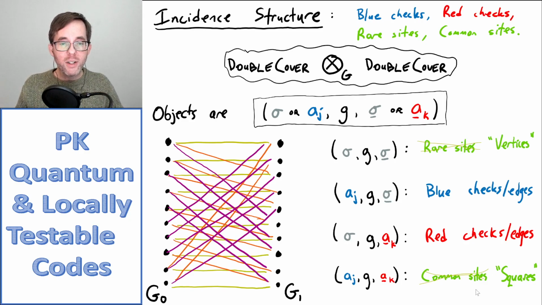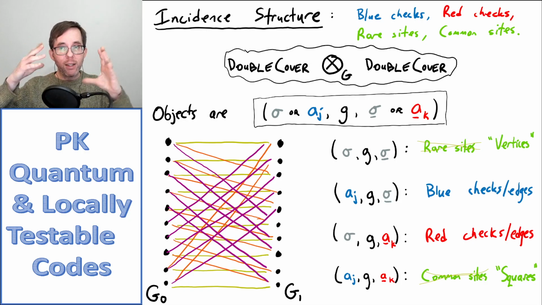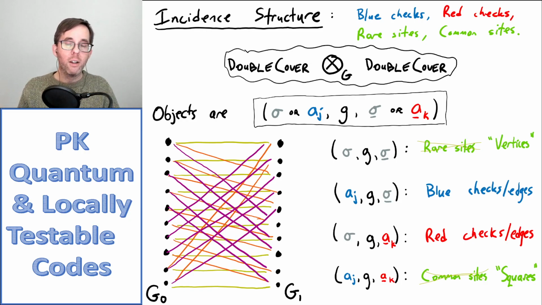So it used to be rare sites and common sites. And the other objects will be our checks. When you have a generator on the left, which I've depicted in blue, and a bit on the right, this will be called a blue check or also a blue edge. And when you have a red generator on the right and a bit on the left, this will be called a red check or a red edge. So we call them vertices, edges, and squares when we're thinking about the incidence structure of how the checks are connected to the bits or the sites. And we call them checks when we're thinking about them as kinds of generalized parity checks.